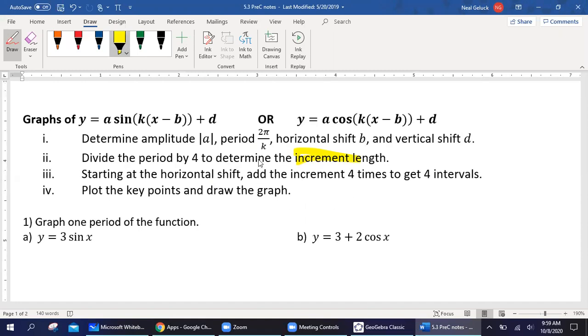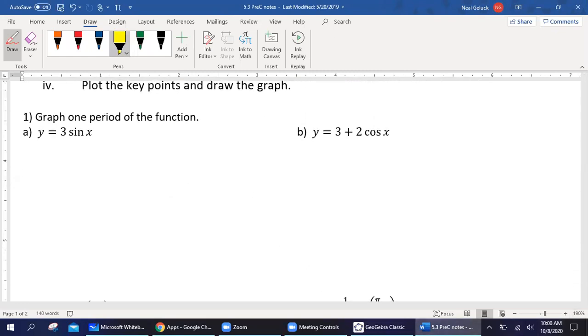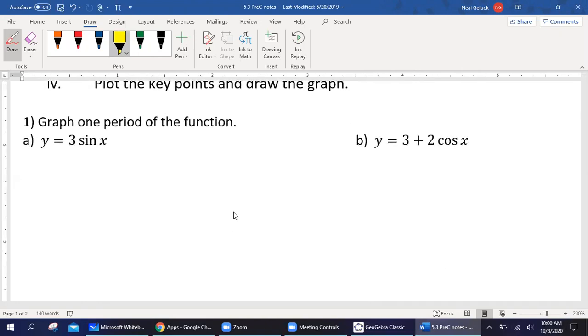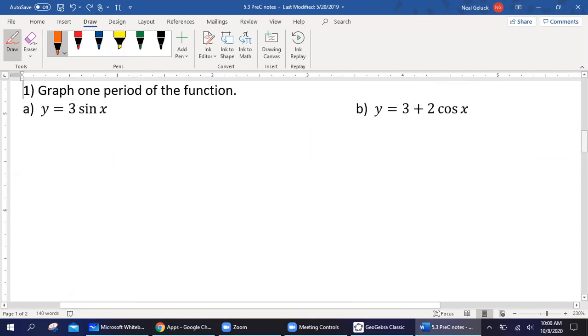Okay, so I like to write down what's going on off to the side, and I suggest you do it as well. So on number 1A, I want to figure out the amplitude, the period, and off of the period is always the increment. So I like to do this, increments, because it's a part of the period or it's based off of it. And then I'll see if there's any horizontal and vertical shift in just a second.